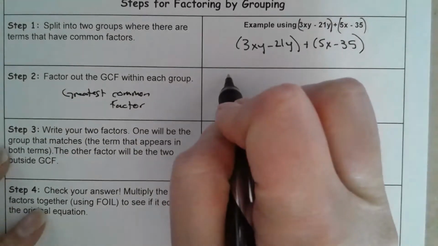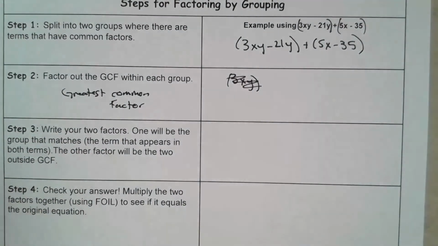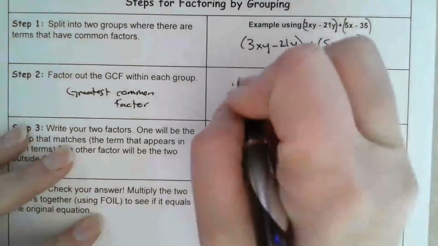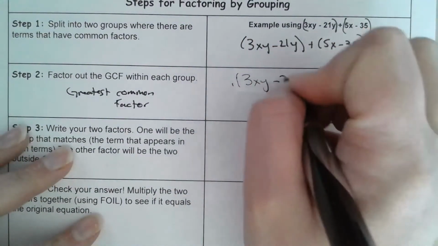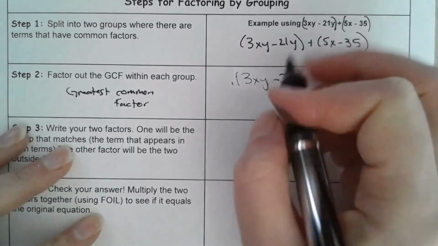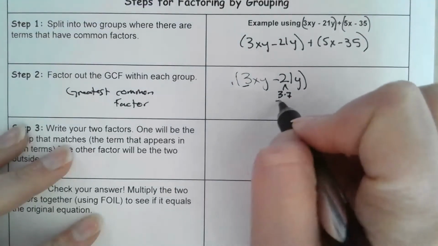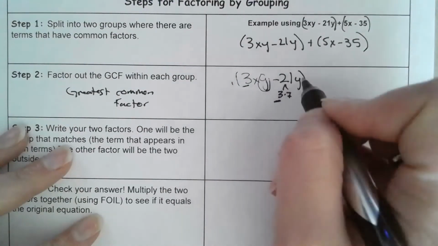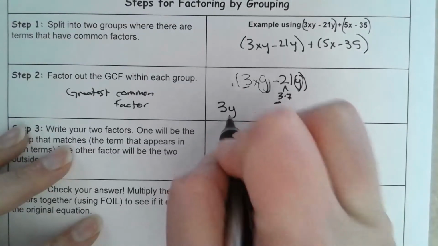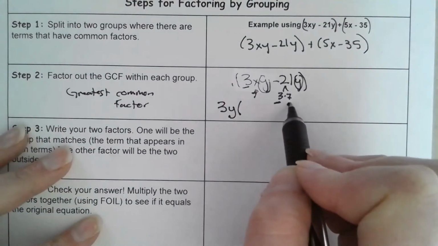Okay, so if I have 3xy minus 21y, let's see, 21 is 3 times 7. So they have a 3 in common and they have a y in common. So my common factor here is 3y. What's left is an x and a 7.